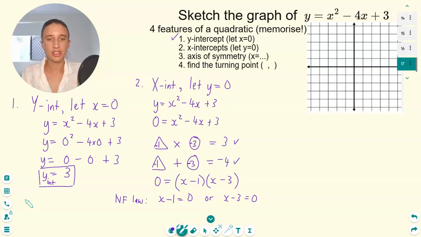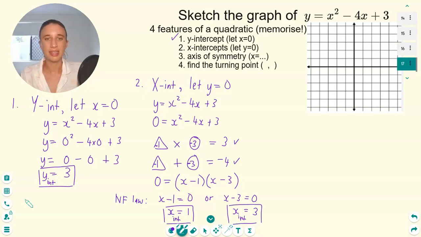And then you just solve for x. X equals 1. If we add 3 to both sides, x equals 3. So these are actually our x-intercepts. So remember, if you run into an equation which doesn't seem to be easily rearranged, that is a key to factorize. So we have now found our x-intercepts. We'll put boxes around them.